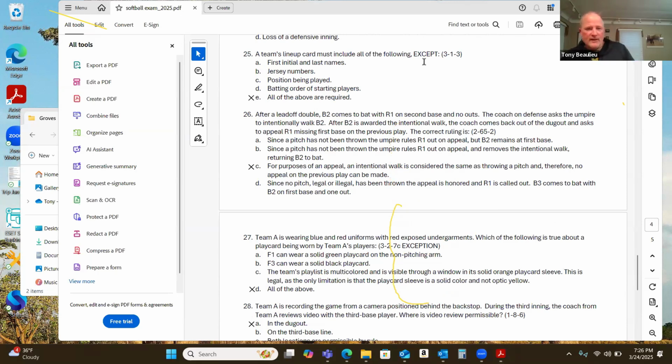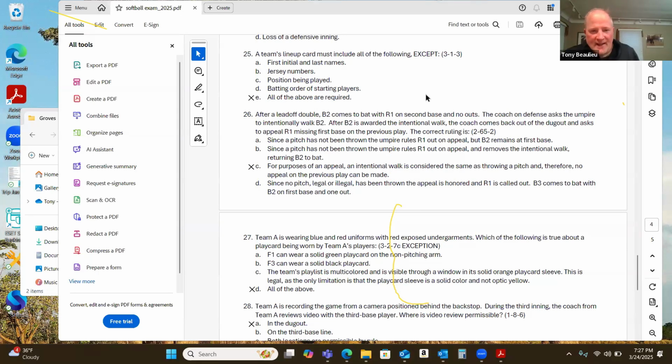Number 26, after a leadoff double, B2 comes to bat with R1 on second base and no outs. The coach on defense asks the umpire to intentionally walk B2. After B2 is awarded the intentional walk, the coach comes back out of the dugout and asks to appeal R1 missing first base on the previous play.